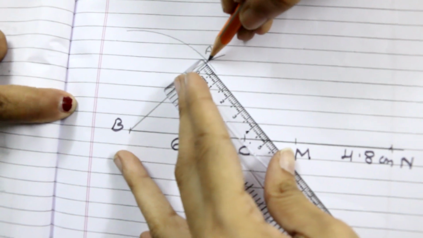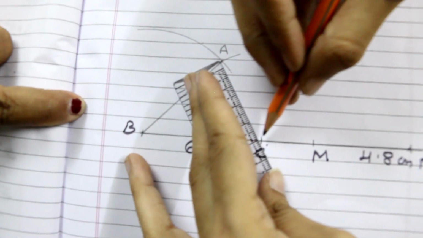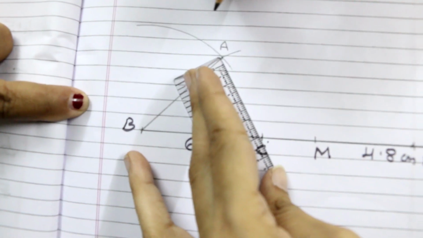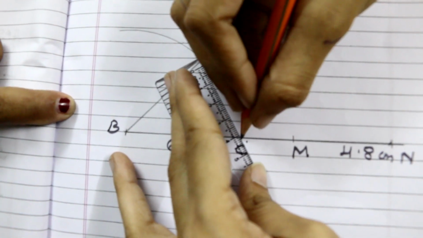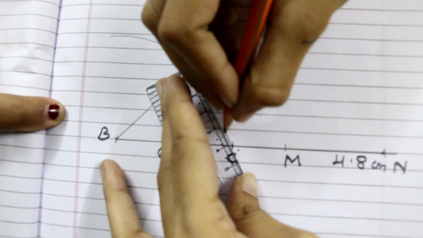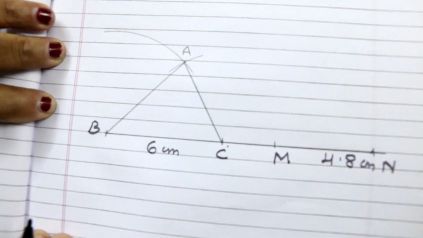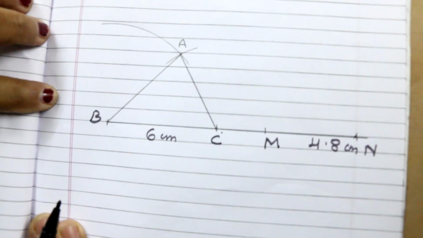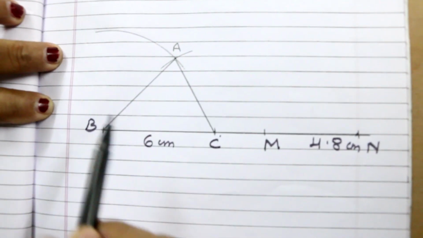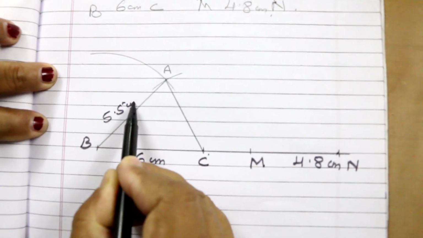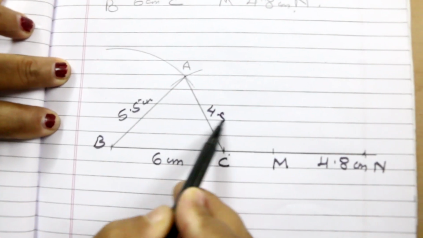Children, along this you can do the construction, and whenever you wish, you pause the video and do the construction. The more you do, the better you become. Each construction should be practiced many a time. Now this we finished. Triangle ABC, 5.5 centimeter and 4.5 centimeter.